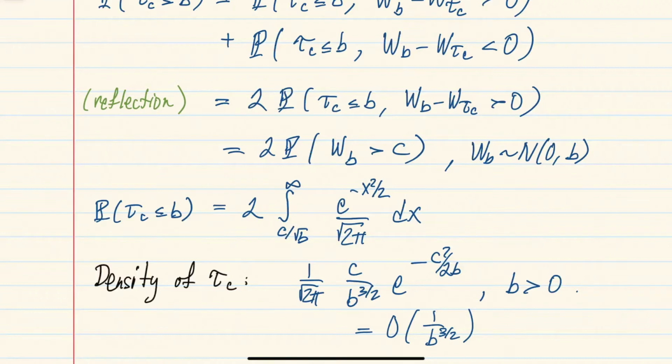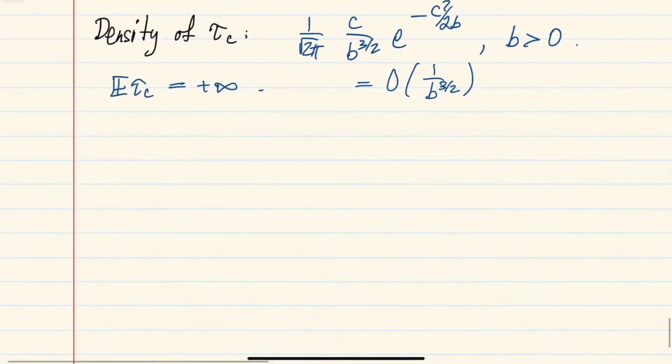So in particular, when you compute the expectation of tau c, you will integrate x times something like 1 over x to the 3/2, which is not integrable. So you get that the expected value of this hitting time for any positive c is plus infinity. Okay, so this is an example for a Brownian motion.